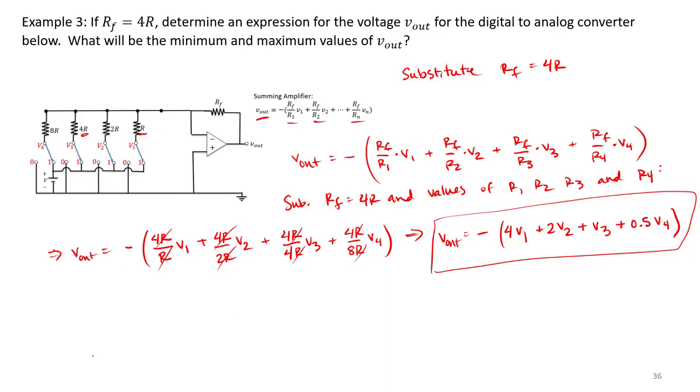Now let's consider the minimum and maximum values of V out. Well, the minimum value would occur if our bits have the value 0, 0, 0, 0. When all the switches are in the 0 position, all our voltages are 0.